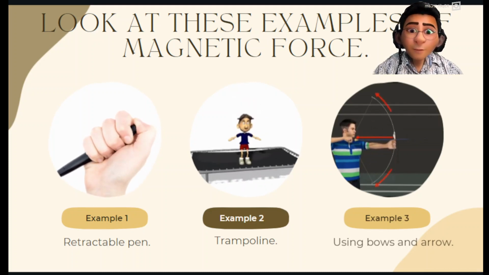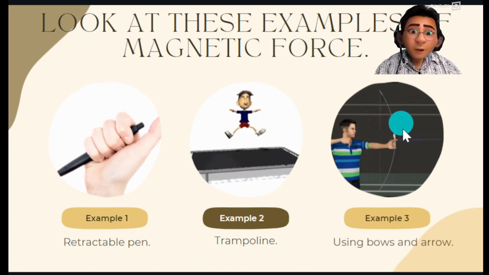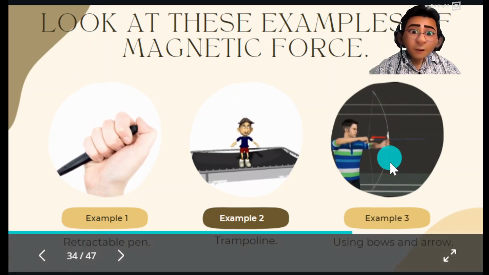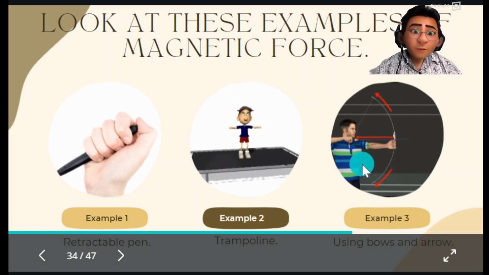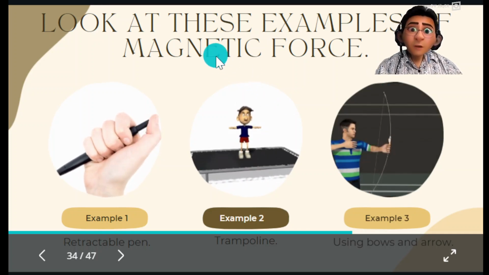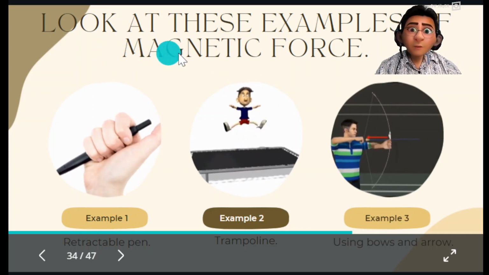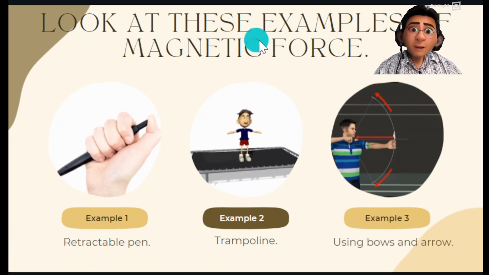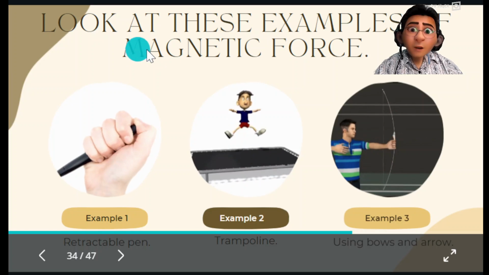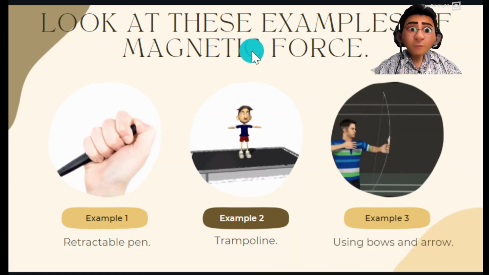The bow part, not the string part. If you look here, this part is elastic, not the string. The string is not elastic, only the bow. And this uses, oh sorry, not magnetic force, elastic force. Example of, one more time, elastic force. I'm sorry about that.